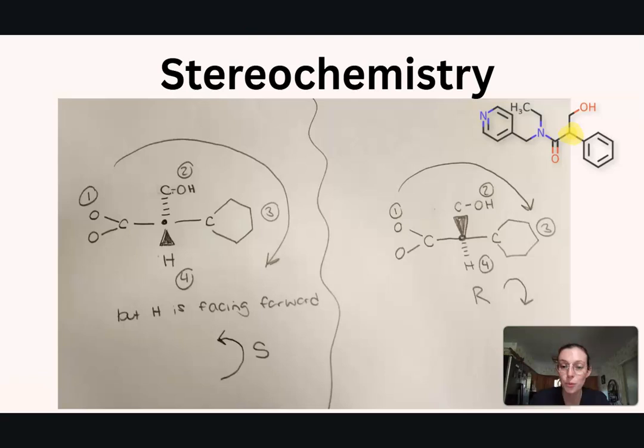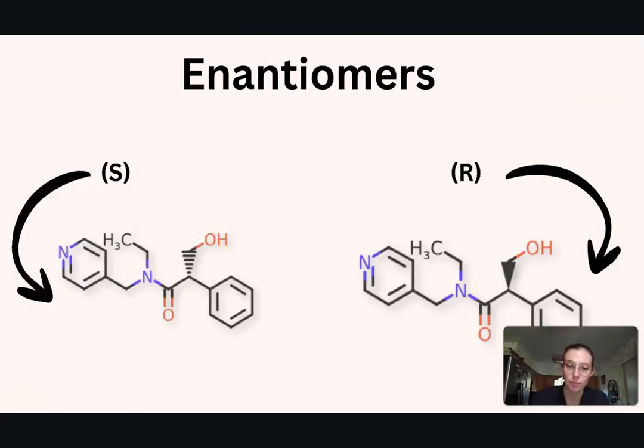And the other one, where I have it drawn out with the hydrogen going backwards, if we rank it like that, and we know that the hydrogen is facing backwards and that COH group is pointing forwards, we can go ahead and keep it as clockwise, or R.